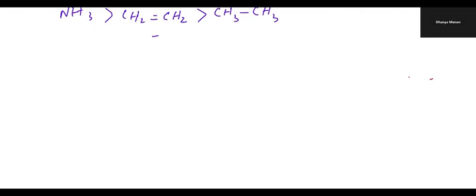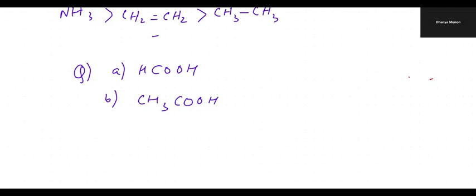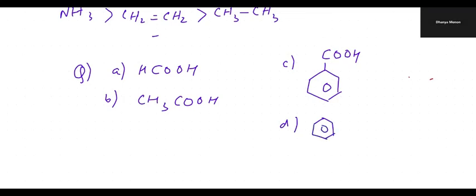Suppose you have to guess the acidity order. A is formic acid. B is acetic acid. C is benzoic acid. And D is phenol, rather. Okay.